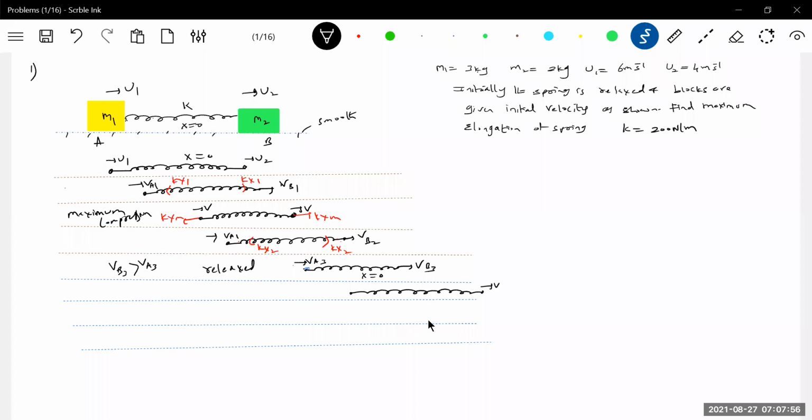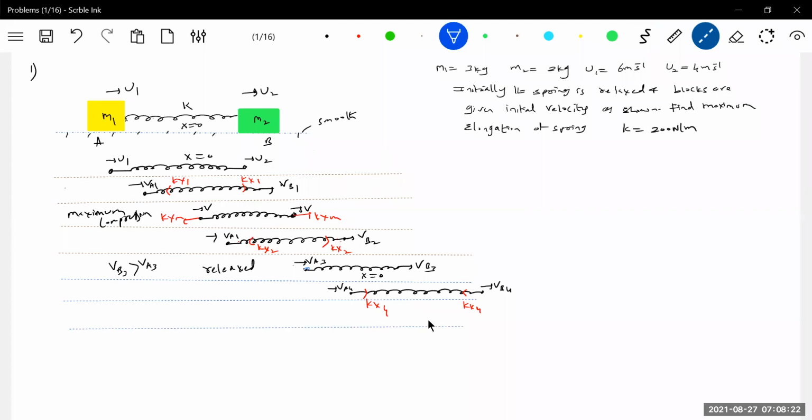So when elongation occurs, now VB4, VA4. Elongation means the spring force will act in this direction, kx4, I'll write it. Now what do we get? The next part of the sequence, what will happen is a student has to understand here. And now maximum elongation will occur.